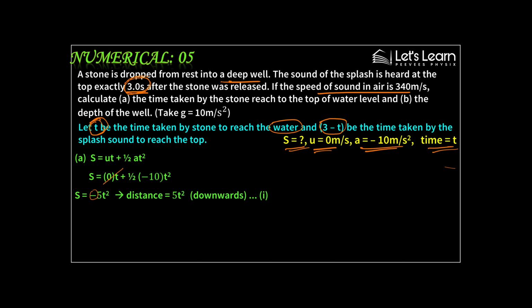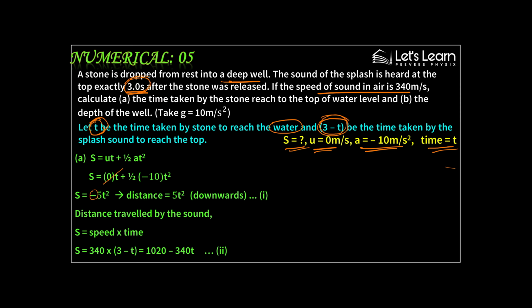We have two unknowns, s and t. So we need another equation, which we are going to get from the sound. Since sound travels with constant speed, we can use a simple equation. Distance traveled by the sound is speed times time. Speed of the sound is given as 340. Time taken by the sound is 3 minus t, which gives you s as 1020 minus 340t.